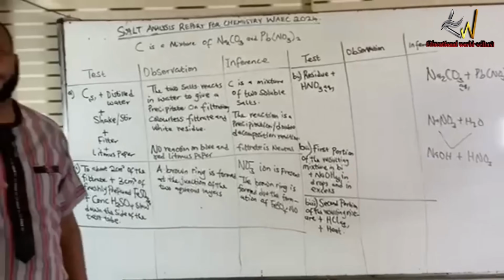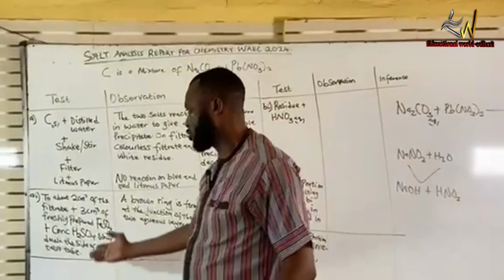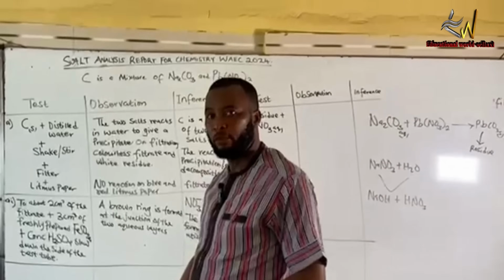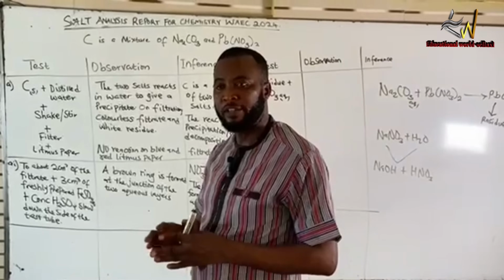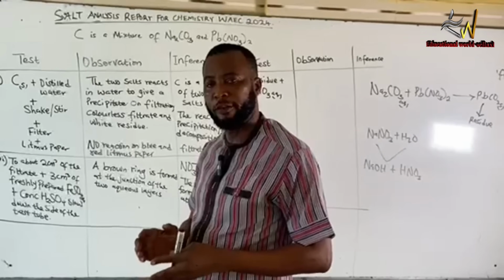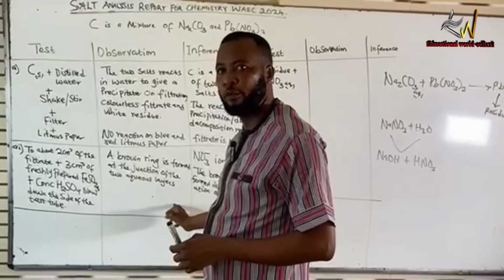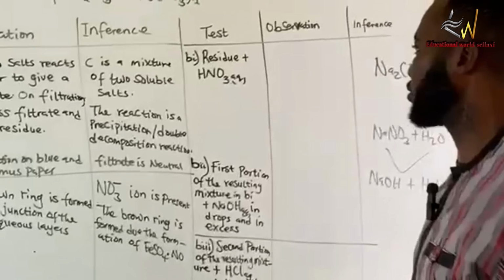Now, another way the question could be asked is: to the filtrate, add concentrated H2SO4 and heat. When you heat, reddish brown fumes will be evolved. Now, your inference will be NO2 gas from NO3 minus ions. Now, let's go quickly to the residue.